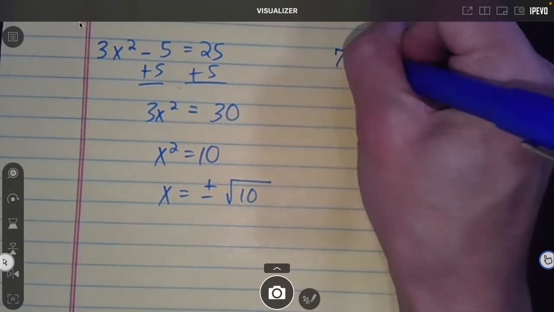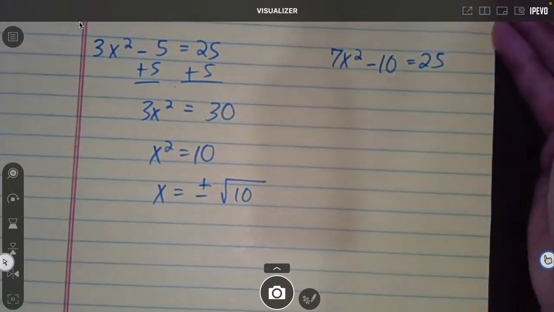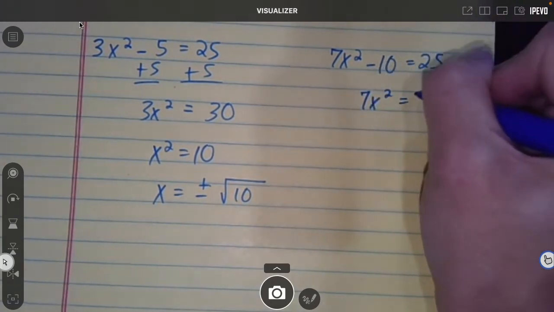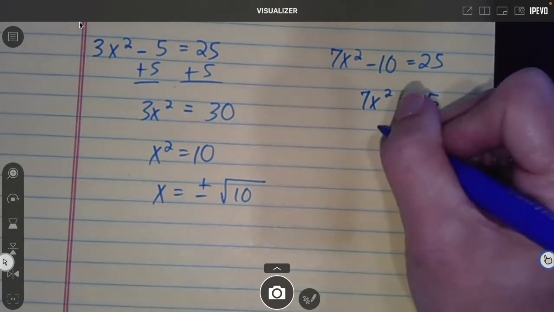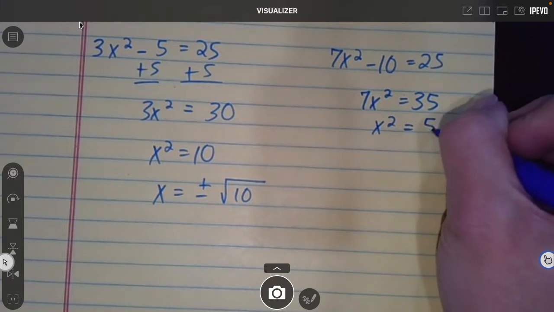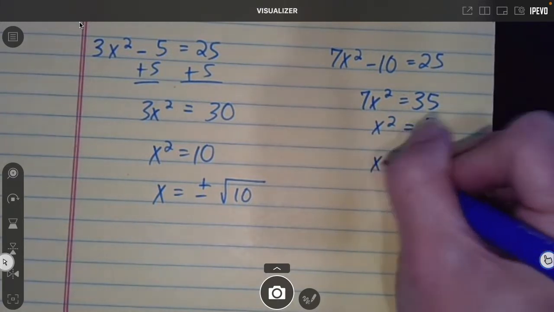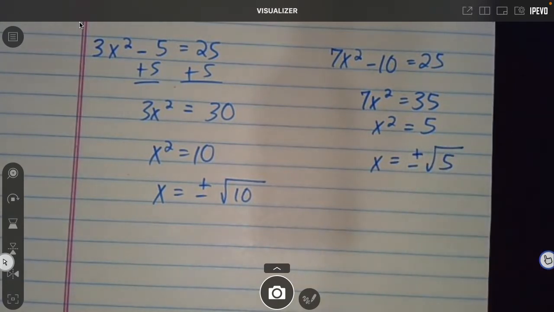7x squared minus 10 equals 25. What do I do on this one? Add 10. 7x squared equals 35. Then what? Divide by 7. X squared equals 5. Then what? That's not a perfect square, so it's just going to be either a positive or a negative square root of 5. I can't square root 5 unless I get a decimal.